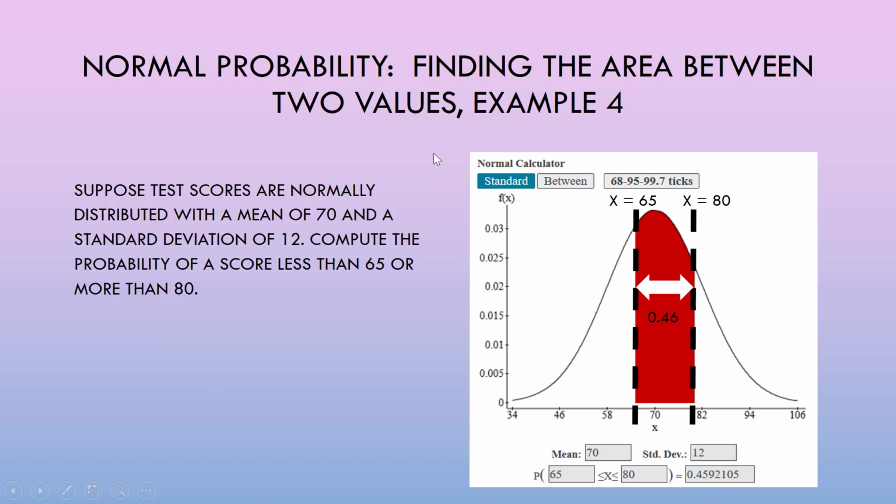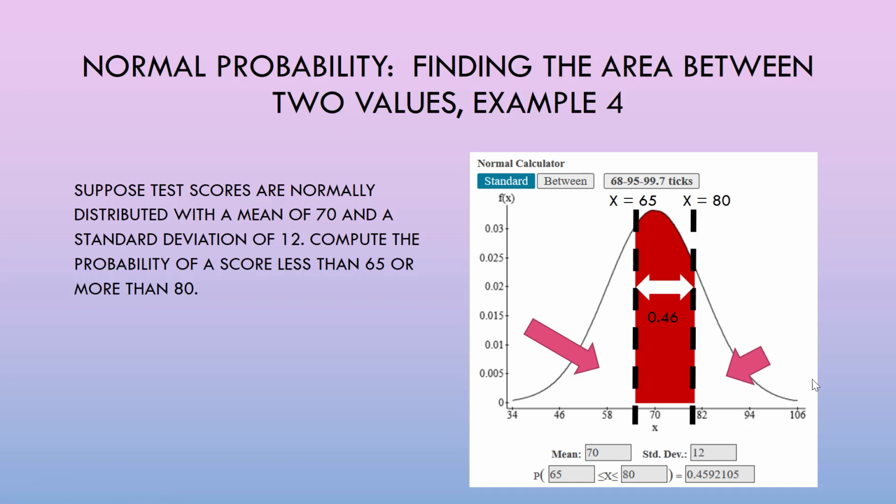Example 4. Suppose test scores are normally distributed with a mean of 70 and a standard deviation of 12. Compute the probability of a score less than 65 or more than 80. Notice I've chosen to use the same graph because the cutoff points are still 65 and 80. However, the areas of interest are no longer the red shaded region in the middle, but this unshaded region on the left, less than 65, as well as the unshaded region on the right that is larger than 80.